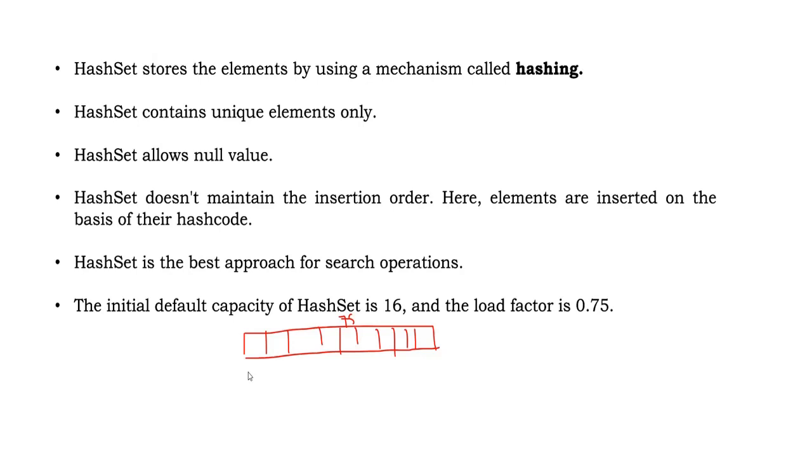So we can customize this value also. Whenever we create a new HashSet, we can specify the capacity, instead of the default. If I want to store 50 elements, we can specify that I want 50 elements to be stored. In that case, it will create the HashSet with capacity 50.